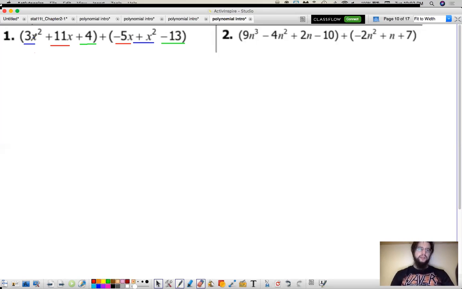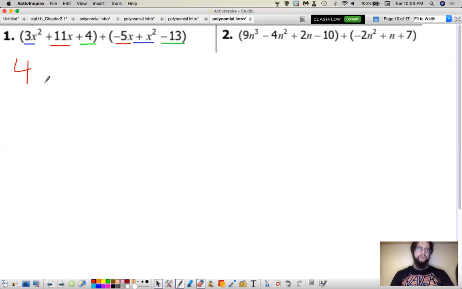All right, so 3x squared plus x squared is 4x squared. 11x minus 5x is 6x. 4 minus 13 is negative 9. That's it. You cannot do anything else. That's it. You have x squareds and x's. Those are not like terms. You can't do anything with them. Don't try. That's it. Just put it in order and you're done.